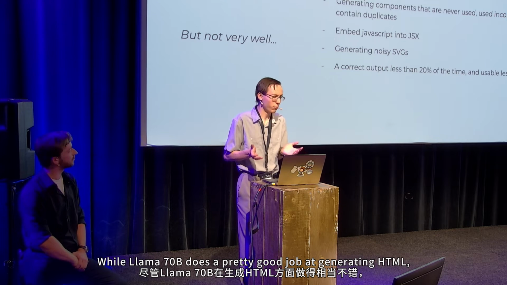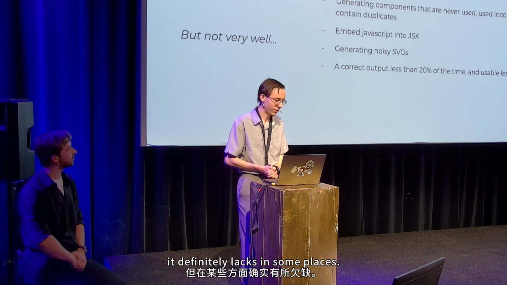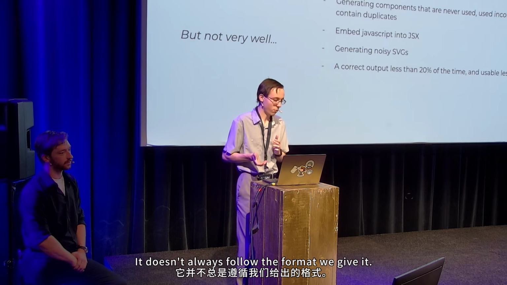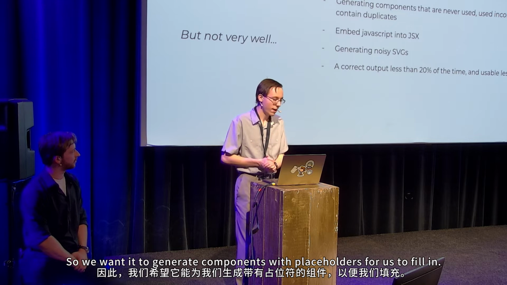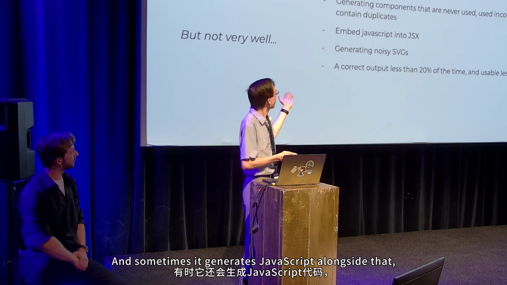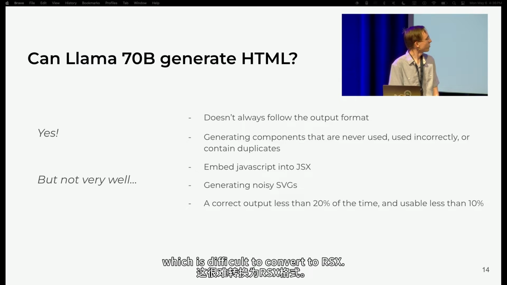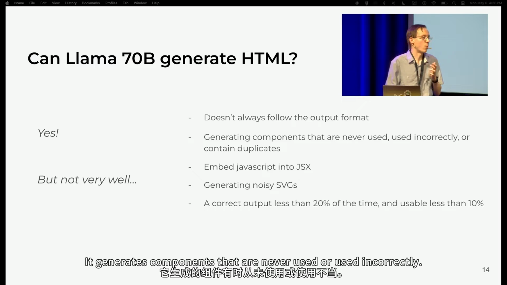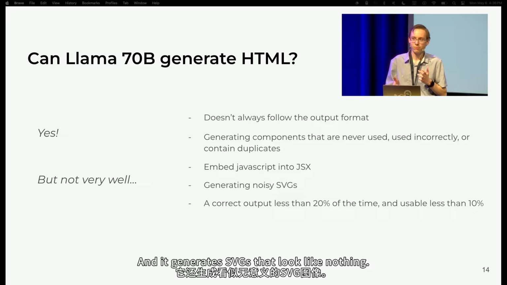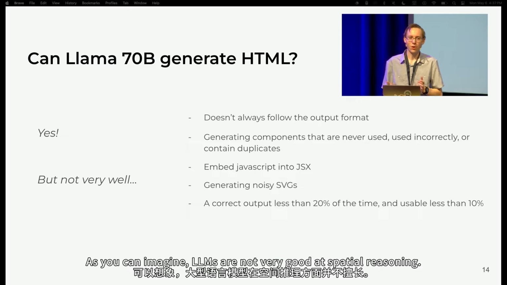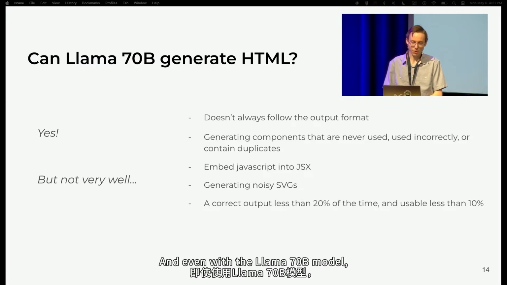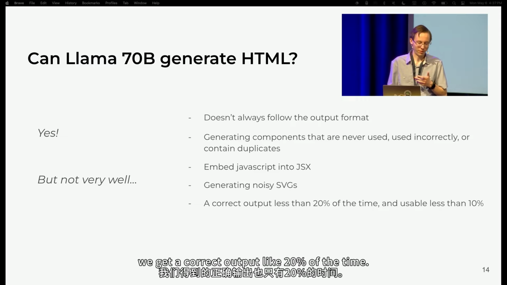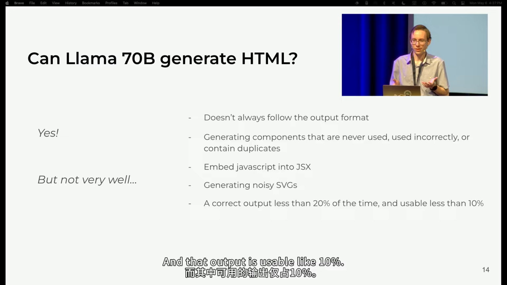While Llama 7B does a pretty good job at generating HTML, it definitely lacks in some places. It doesn't always follow the format we give it, so we want it to generate components with placeholders for us to fill in, and sometimes it generates JavaScript alongside that, which is difficult to convert to RSX. It generates components that are never used or used incorrectly, and it generates SVGs that look like nothing. So as you can imagine, LLMs are not very good at spatial reasoning, so they don't generate images very well. And even with the Llama 7B model, we get a correct output like 20% of the time, and that output is usable like 10%.